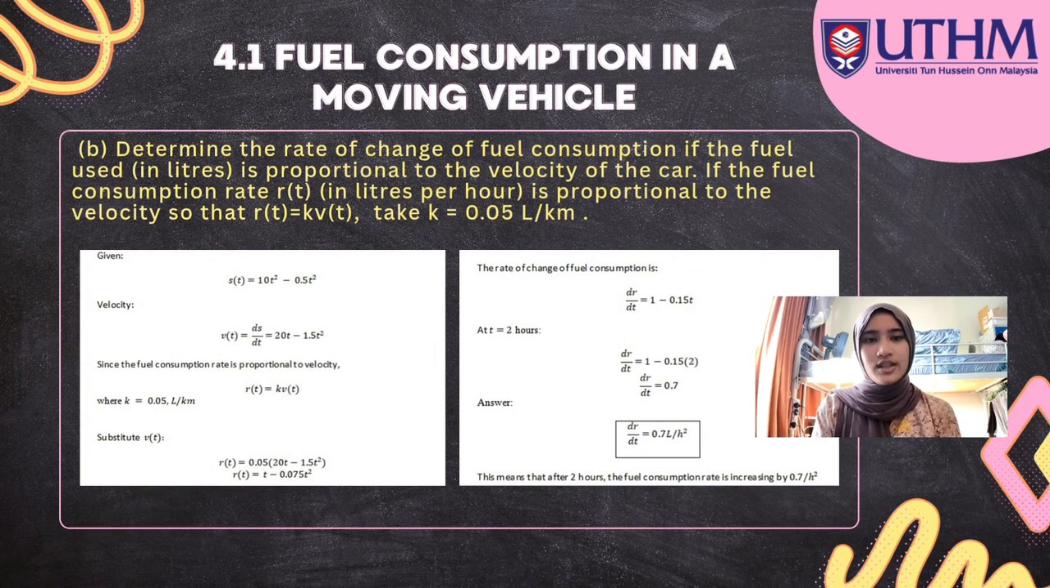By substituting t equals 2 hours into the derived equation, we get a value of 0.7 liters per hour squared. Therefore, the rate of change of fuel consumption after 2 hours is 0.7 liters per hour squared. This indicates that the fuel consumption rate is increasing over time.